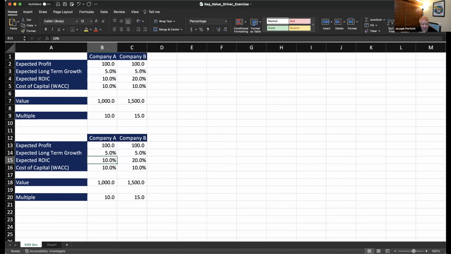Now here's what I want you to do. I want you to raise the ROIC to 12 and the other one to 22. And I want you to raise the WACCs to 12. So company A still has a 0 spread. Company B still has a 10-point spread. What's the difference in the values between the top company A and B and the bottom company A and B? Why are they different? Why are the values lower at the top of the screen versus the bottom of the screen? Why are the multiples lower at the top of the screen than the bottom of the screen?